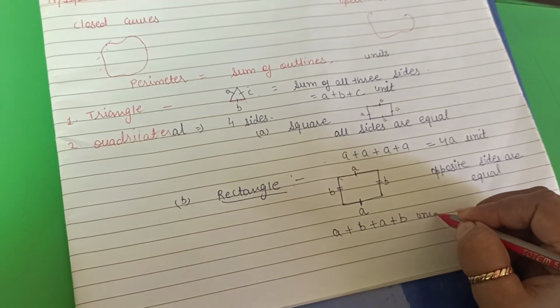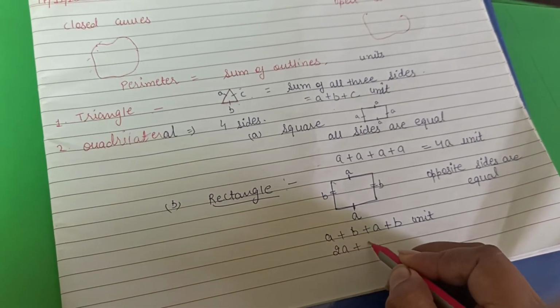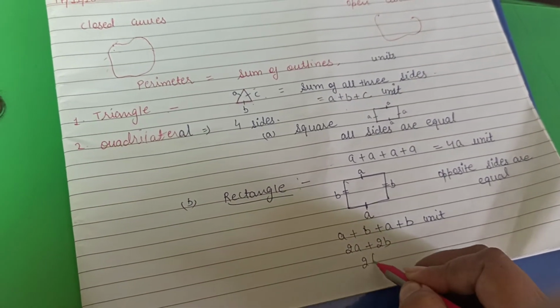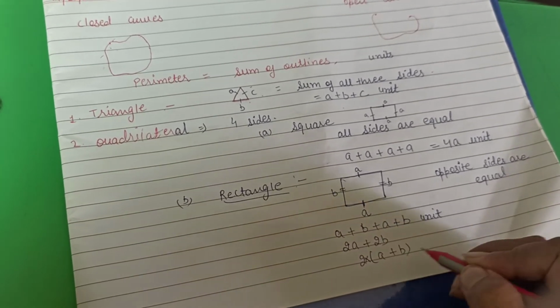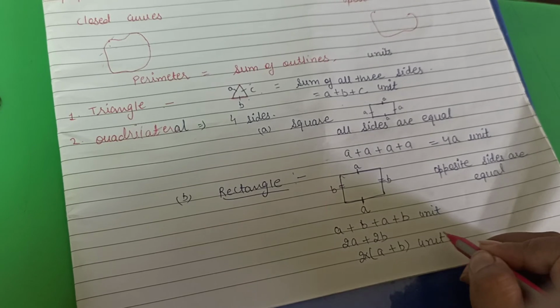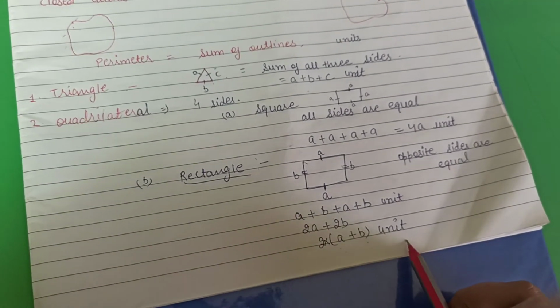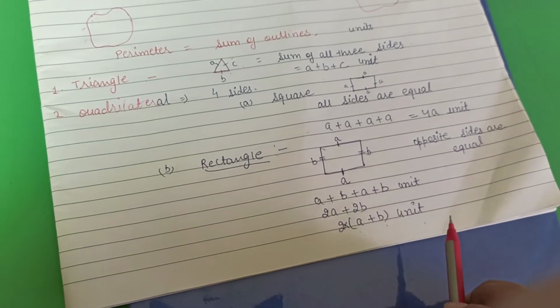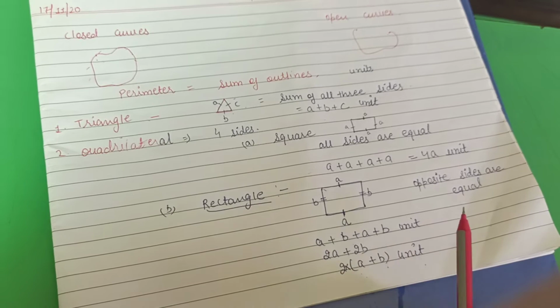And the unit is the same. So can I write it as 2A plus 2B, and the formula becomes 2 multiply A plus B unit. Clear, students? 2 multiply A plus B unit. Right? So these are the three formulas which we have discussed.